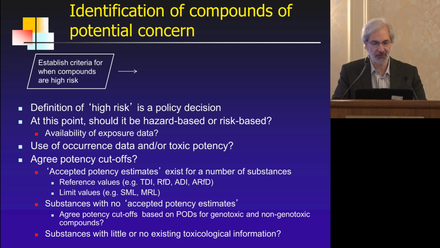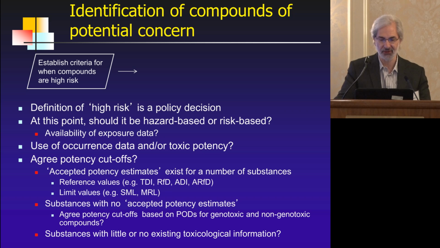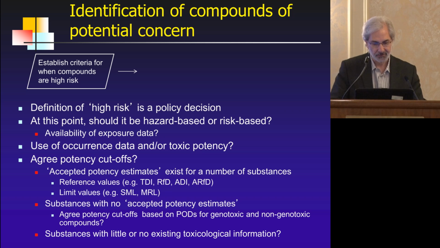Could we use simply occurrence data and/or toxic potency at this point? Can we agree potency cutoffs? We have some accepted potency limits or estimates for substances, such as the reference values. You've heard about the tolerable daily intake, the reference dose, the ADI, the acute reference dose, etc. And although they're bright lines, they're a good starting point.